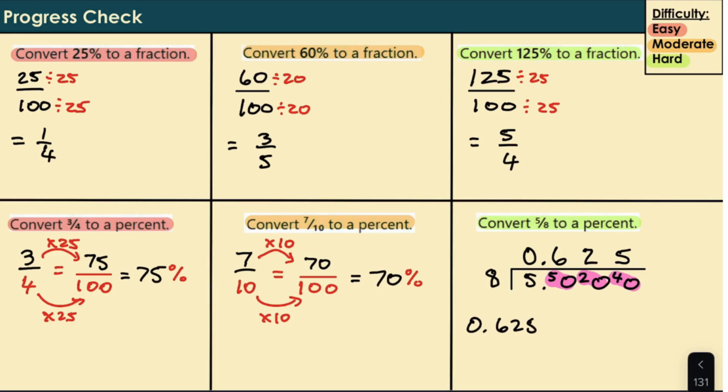Convert to a percentage, I need to multiply by 100. And we remember 100 has 2 zeros. That means our decimal point can jump 2 to the right. 1, 2. And it goes there in between the 2 and the 5. We get the value 62.5. And we don't forget our percentage. Boom, we are done.